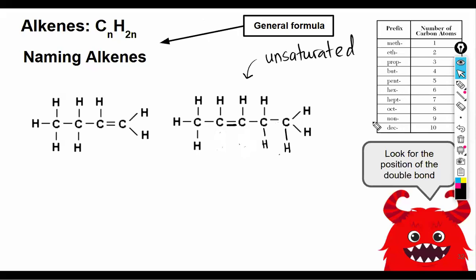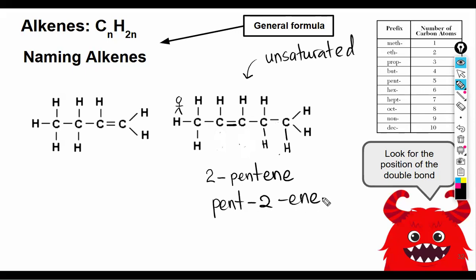Now, remember, if you walk from this direction, you can access the double bond at the second carbon. If you walk from the other way, it's accessible after the first, second, and third. You have to use the shortest route. So for me, I'll put it two ways. It's either you put 2-pent in or pent-2 in. Either is correct here today.